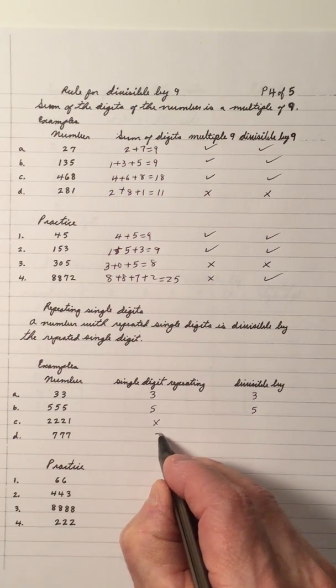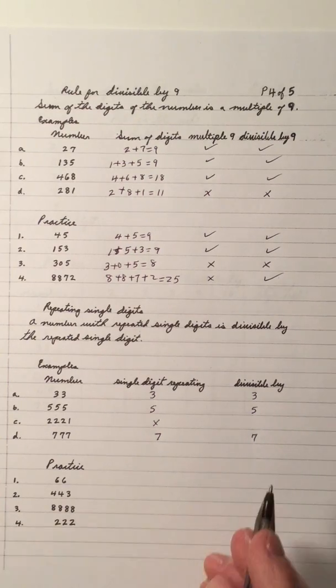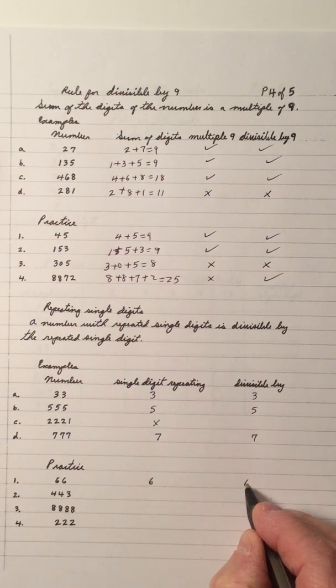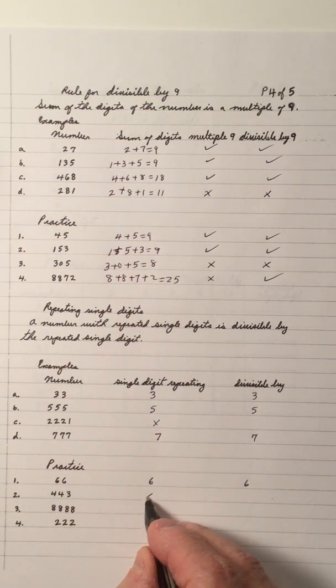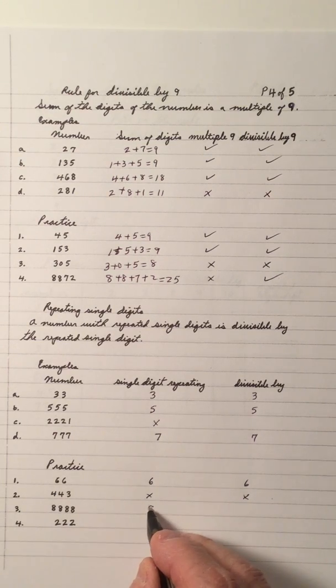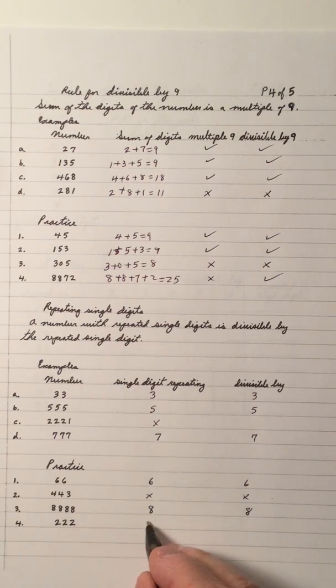7, 7, 7, 7 is the single repeated digit, so it's divisible by 7. Practice. Single digit is 6, so it's divisible by 6. So it's not divisible. 8, 8, 8, 8, 4 8s. 8 is repeated, so it's divisible by 8. 2, 2, 2, 2 is repeated, divisible by 2.